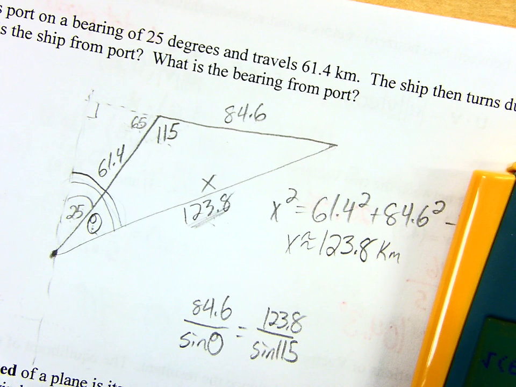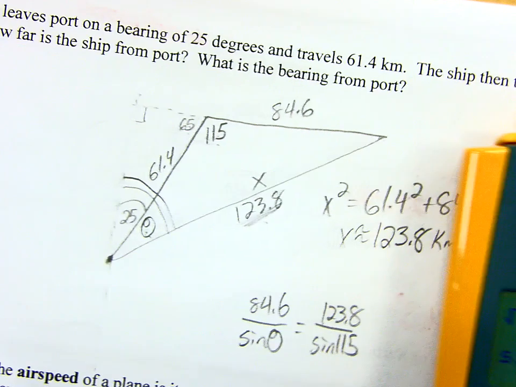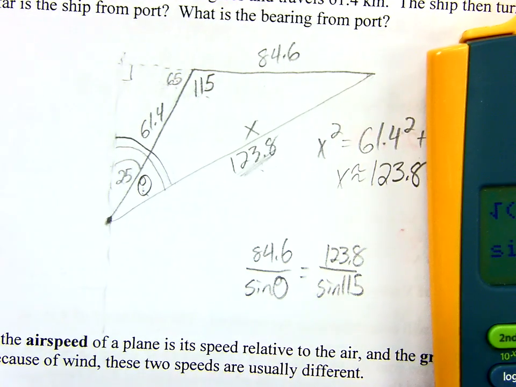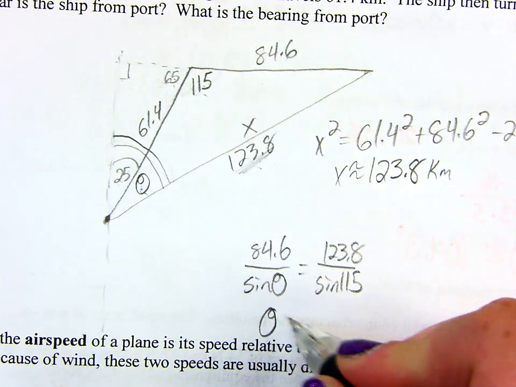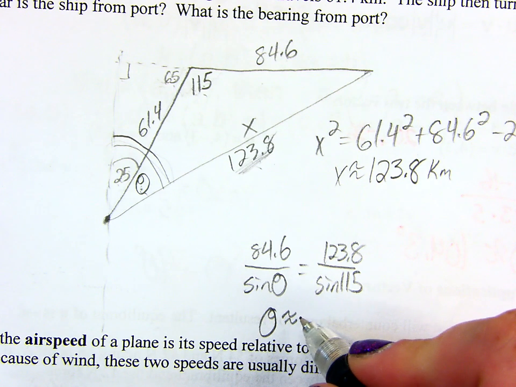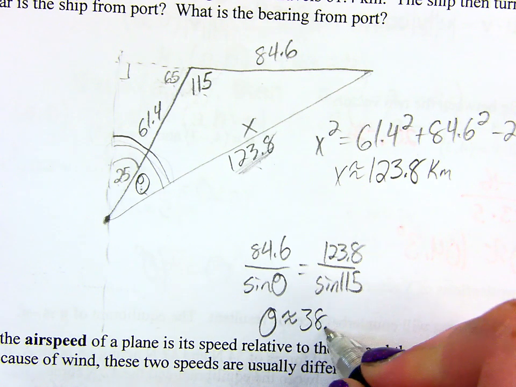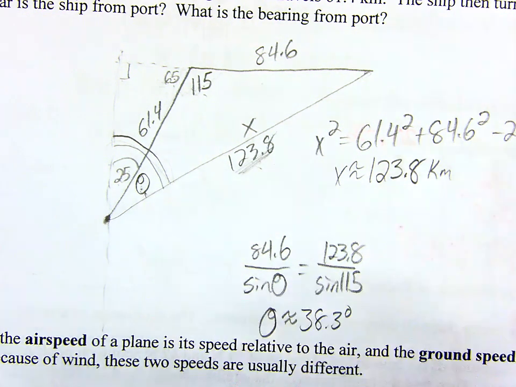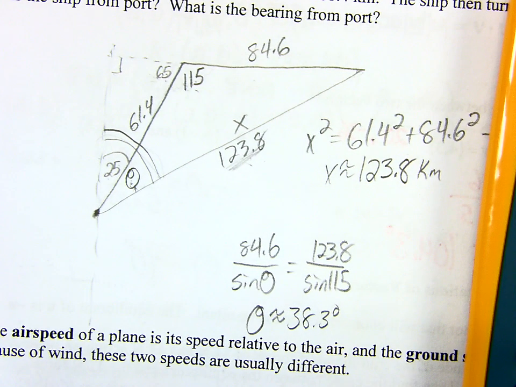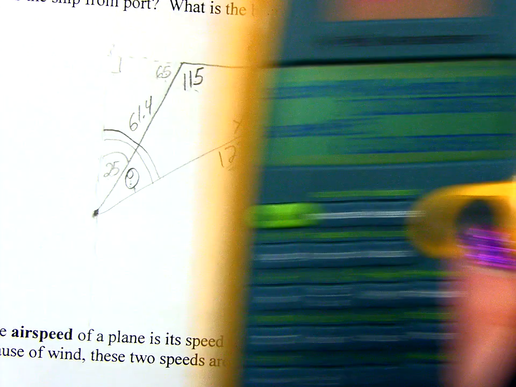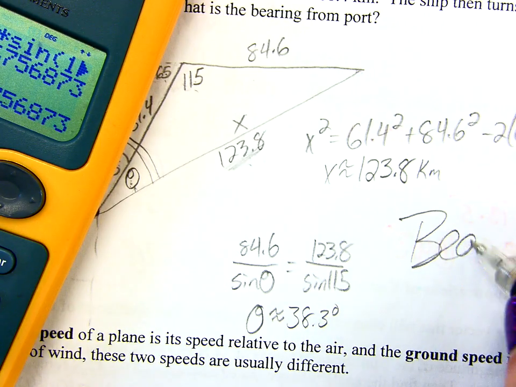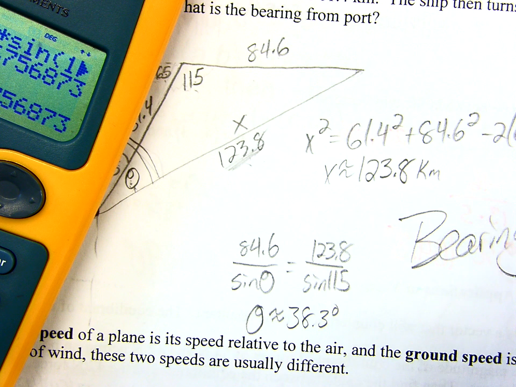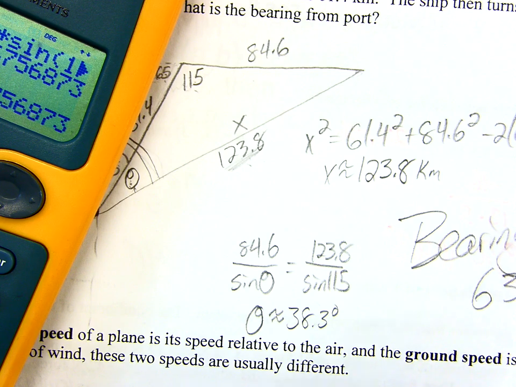The bearing is 38.27 degrees. Close, plus 25. So hopefully everybody found out that theta is approximately 38.3. And then add 25 to that to get the bearing. So the bearing is 63.2. That looks good to me.